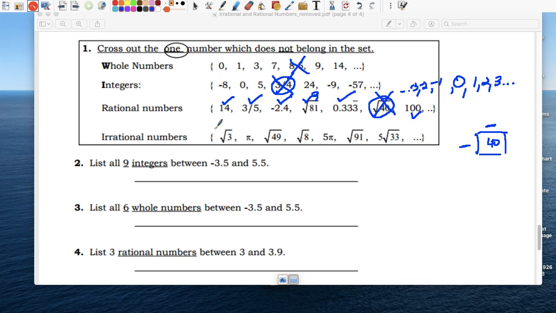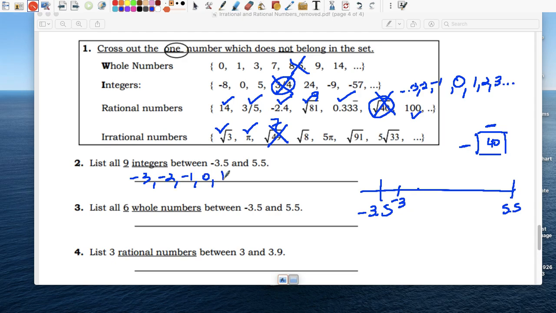Irrational numbers. Square root of 3 is irrational, this is irrational. Square root of 49 is actually 7. And 7 is definitely not irrational, so this guy's gone. Everybody else is irrational. List 9 integers between negative 3.5 and 5.5, so look at the number line. I want integers. Well, there's negative 3, negative 2, negative 1, 0, 1, 2, 3, 4, 5. All these are integers and they're hanging between negative 3.5 and 5.5.